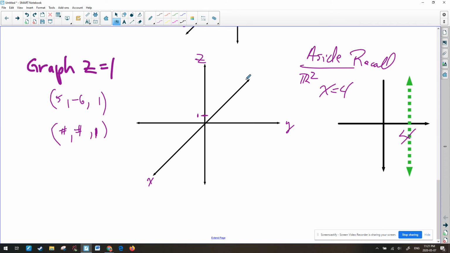And so, what we have is this plane that is parallel to the xy plane that goes all the way in every dimension. That's pretty hard to represent.